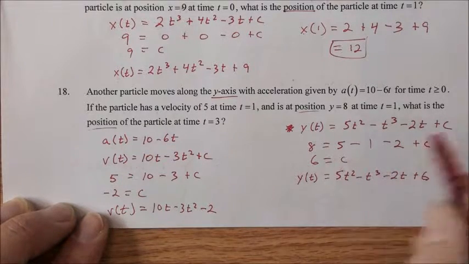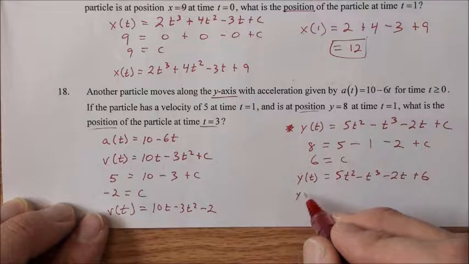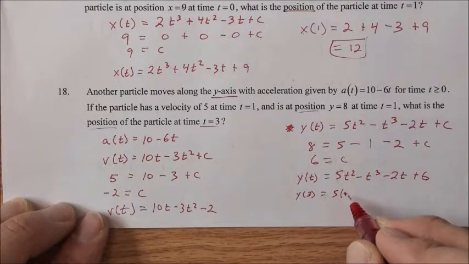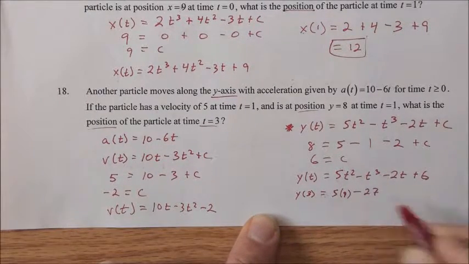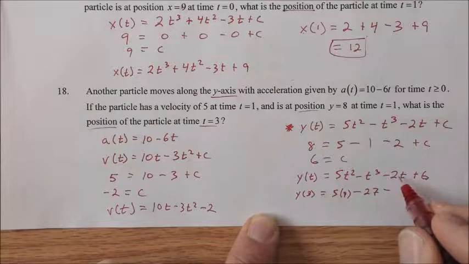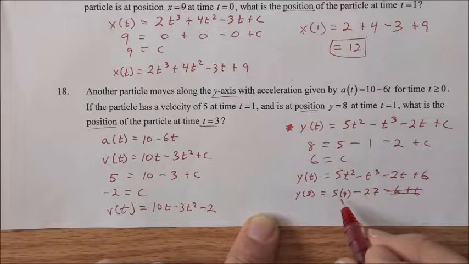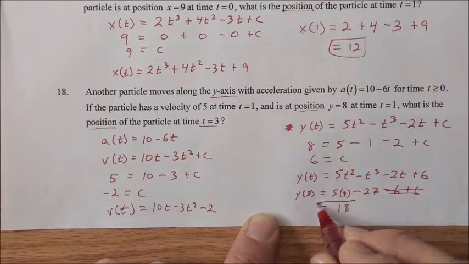And our charge is to find the position of the particle at time t equals 3. So y of 3 is going to be 5 times 3 squared, 9, minus t cubed, 3 cubed is 27, minus 2 times 3 plus 6. So those will wipe each other out. So we have 45 minus 27, which is 18.